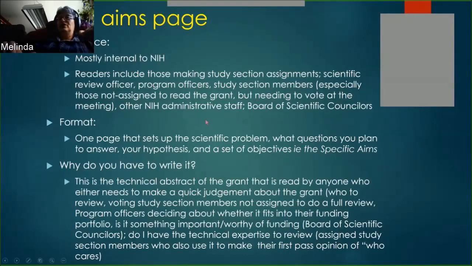Also, other NIH administrative staff get this, as well as a group of people called the Board of Scientific Counselors. All NIH grants are actually reviewed twice. They're reviewed by study section, and then the grants that are basically recommended for funding by the program officer are also reviewed by the Board of Scientific Counselors. That's a group of extremely senior people in the field who, very often, it's like a rubber stamp, but they will look through all the grants that are scored.